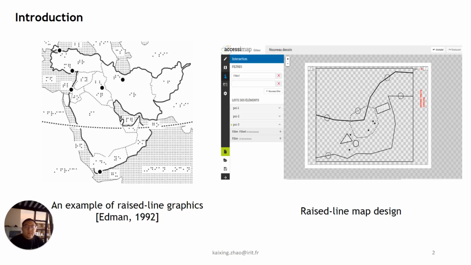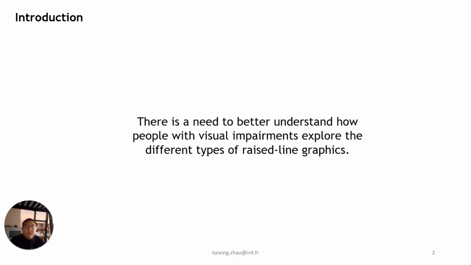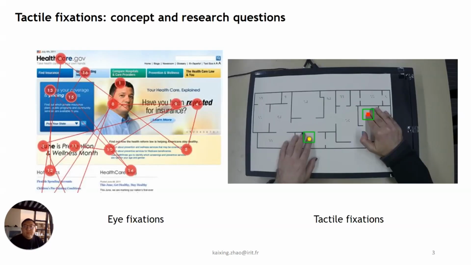with their finger touch. However, as illustrated in the figure on the right, the design process of raised-line graphics highly relies on the experience of the tactile document maker, and the efficiency of the tactile transcription and adaptation depends on many factors, especially the targeted end user. Therefore, there is a need to better understand how people with visual impairments explore the different types of raised-line graphics. The knowledge may help to improve the graphics design.